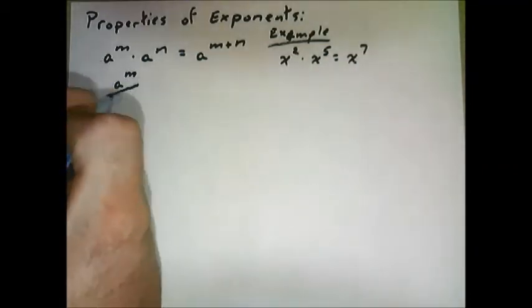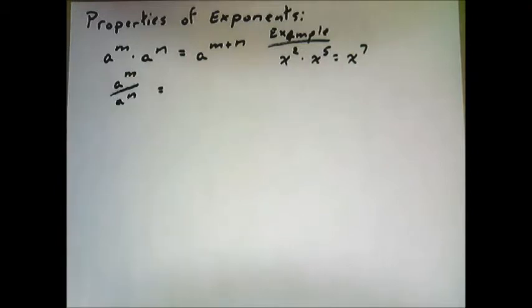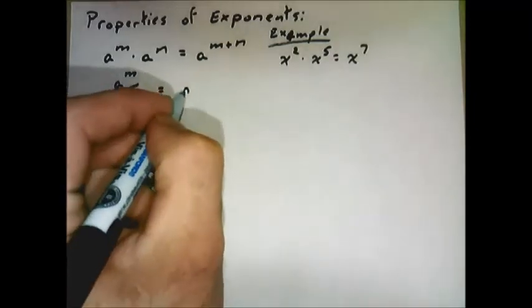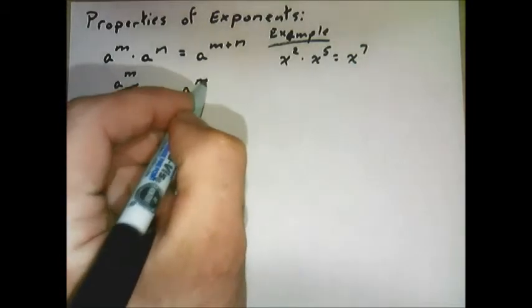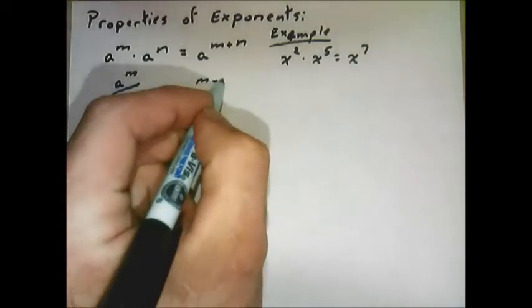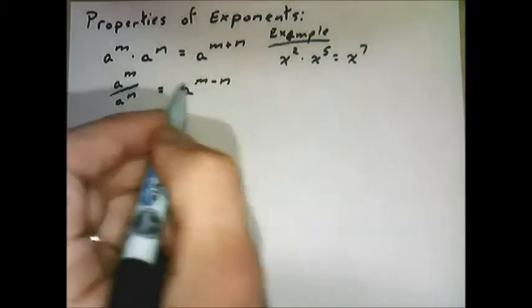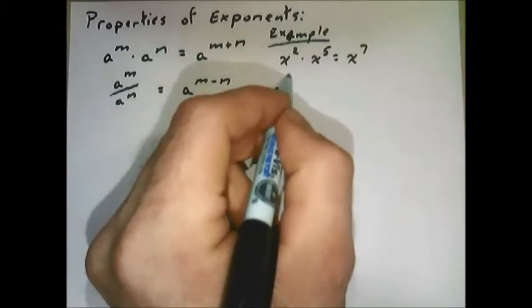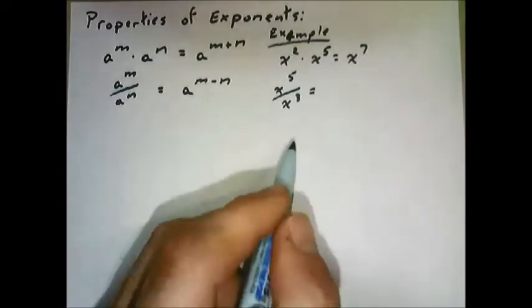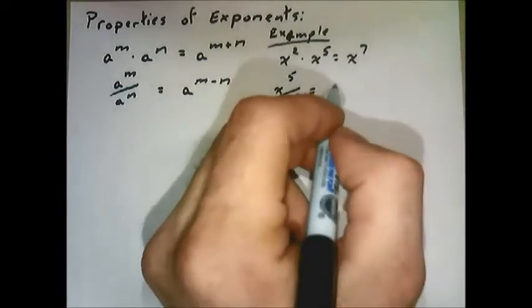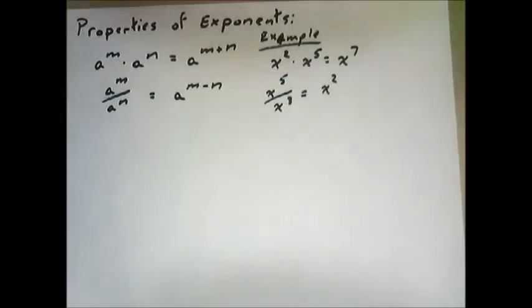If I do division, here I'd have a to the m divided by a to the n. To divide, instead of adding, which I did in multiplication, here I'm going to subtract. I'm going to take m minus n. Example here would be if I had x to the fifth divided by x to the third. In this case, I take 5 minus 3, which gives me x squared.